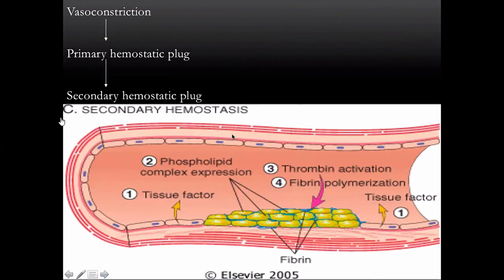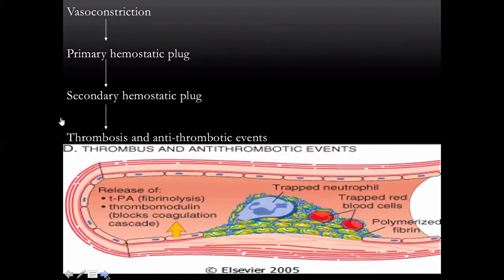Secondary hemostatic plug, may fibrin na. So aside from those 2 or 3 layers, kailangan mayroon ka pang ilalagay na sealant. So fibrin polymerization through thrombin activation. Then thrombosis and anti-thrombotic events. So thrombosis is limited by the release of your fibrinolysins and thrombomodulin. Kaya medyo mag-i-elevate yan kasi kailangan ng maraming platelets ng thrombus, so para maging strong talaga.